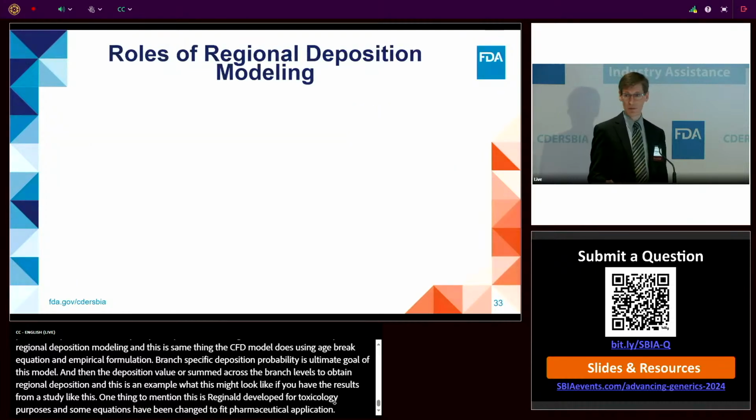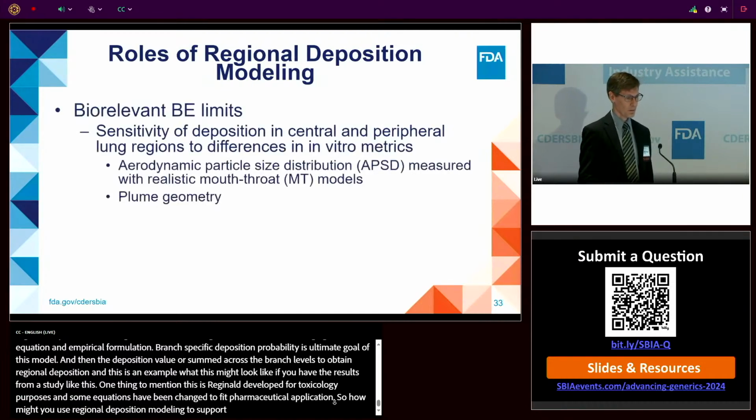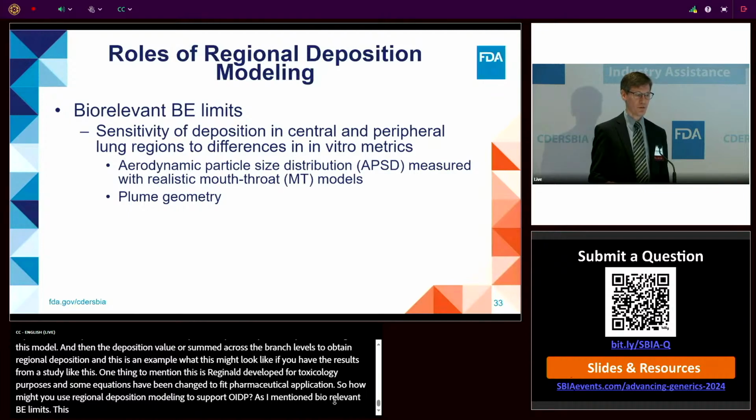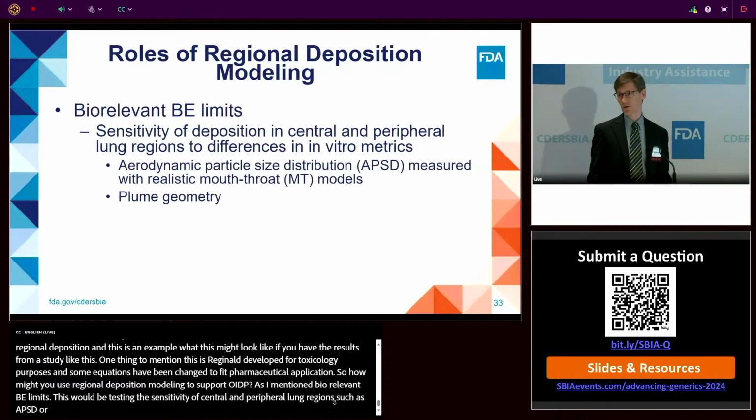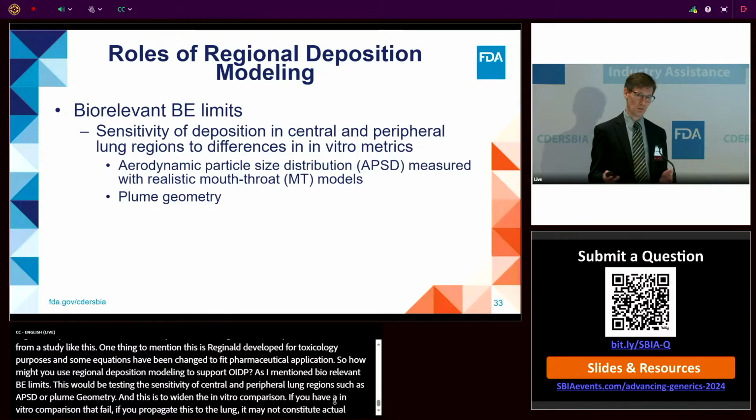So how might you use regional deposition modeling to support generic OIDP? So as I mentioned before, biorelevant BE limits. This would be testing the sensitivity of deposition in central and peripheral lung regions to differences in vitro metrics, such as APSD with realistic mouth-throat models or plume geometry. And the purpose of doing this would be to potentially widen the limits for in vitro comparison. If you have an in vitro study that may be failing by a little bit, you may believe that when you propagate this into the lung, it may not constitute an actual difference at the site of action. So you could potentially use a model to widen those limits a little bit.